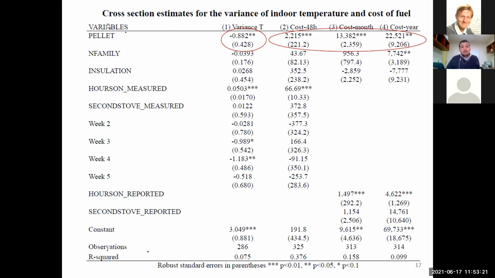Regarding the second specification, this cross section, we identified a difference in the variability of the temperature. That for us is also a benefit. That is also comfort. And regarding the cost of this fuel, when we compare both groups, we have this information from 48 hours, that was the time that the devices were running in the household. But we also asked in the survey the amount of fuel that they used during the last month and the last year. So we also identify a positive difference: the cost is higher for pellet users compared with firewood stoves.